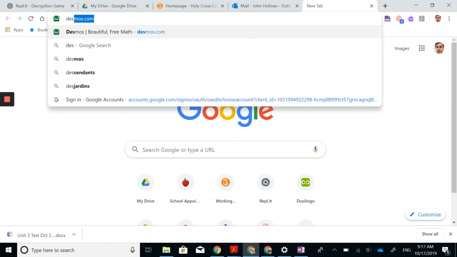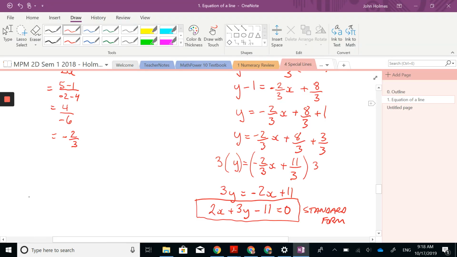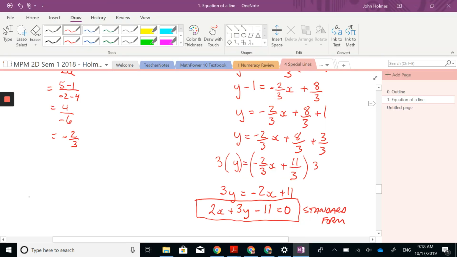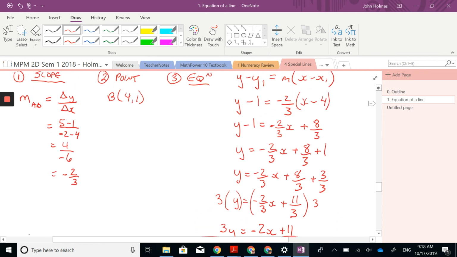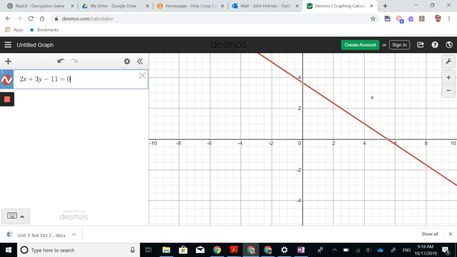So if I go to Desmos, graphing, the equation 2x + 3y - 11 = 0. That's the equation. And I can check, does it pass through the point (-2, 5)? So it looks like it.